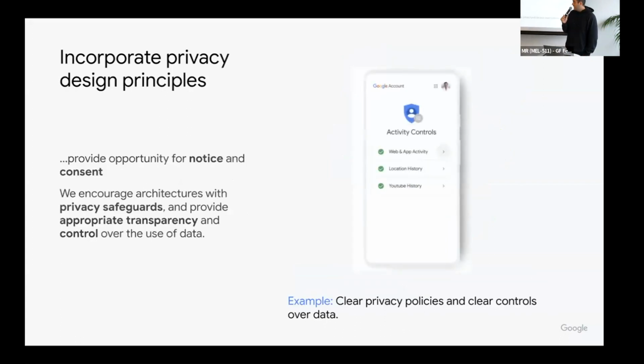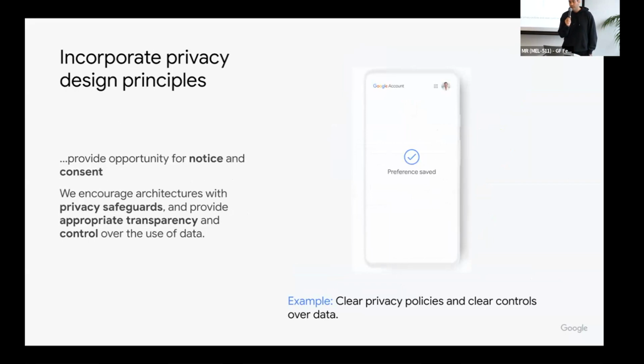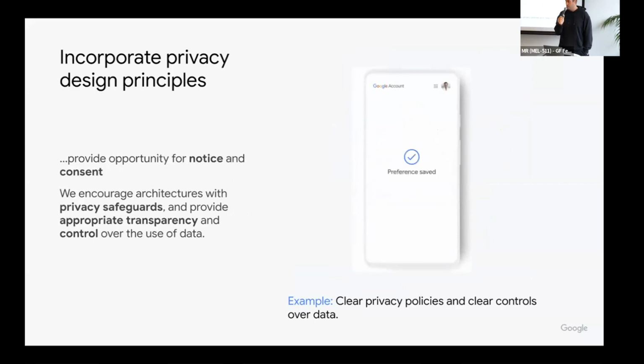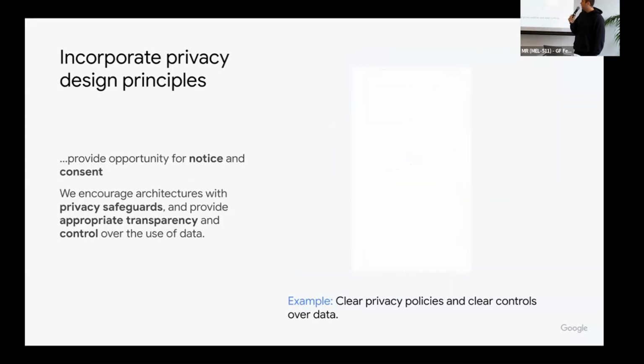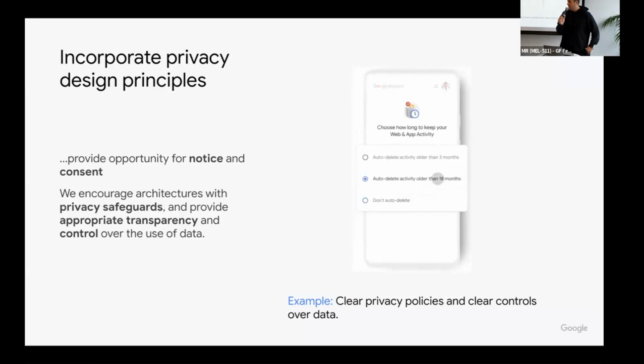And then the last example I want to show is that we incorporate privacy and design principles. This is not exclusive to AI, but it's a crucial component of trustworthy AI systems, which is why we discuss it here. We like to provide plenty of opportunity for users to provide consent and to give them notice. And this is just one example of a recent redevelopment of the Google account settings on Android. It helps you see how your information is being used and how we keep it.